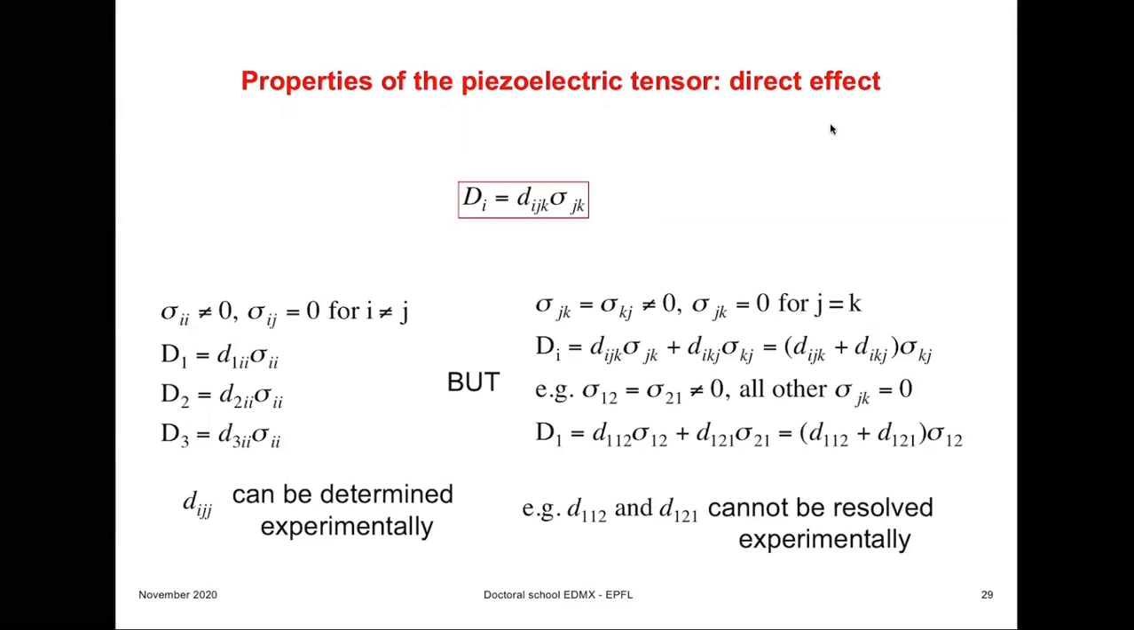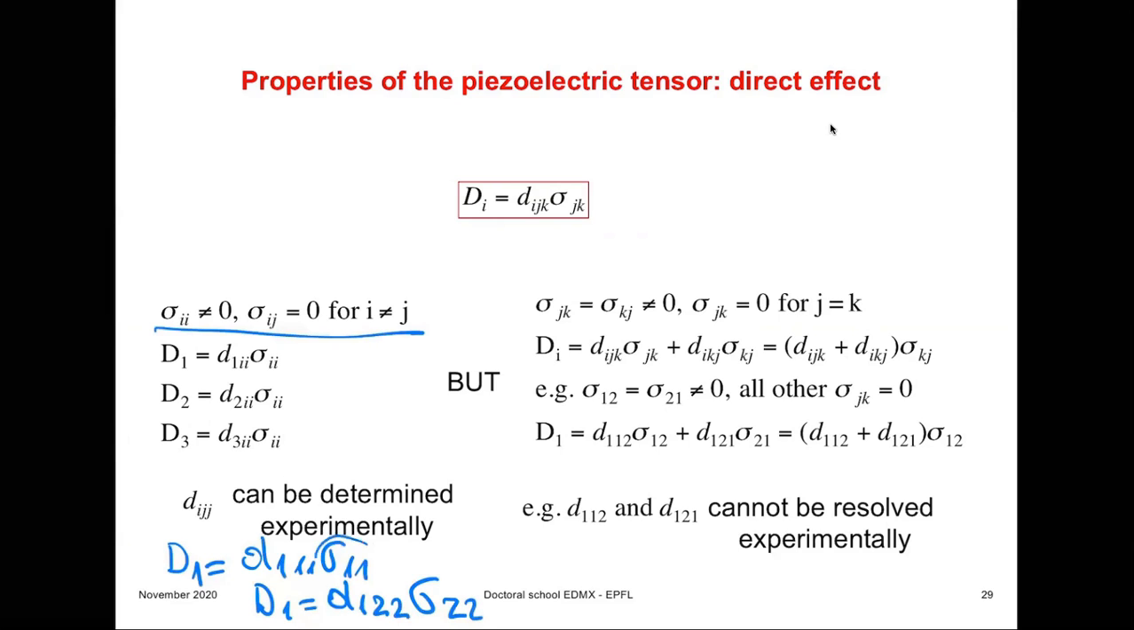For example, we get that D1 can be equal to d1,1,1 sigma 1,1, or d1,2,2 sigma 2,2, and so on. And for each of those cases, we have only one pressure and one charge, and therefore it is possible to experimentally determine all these coefficients.